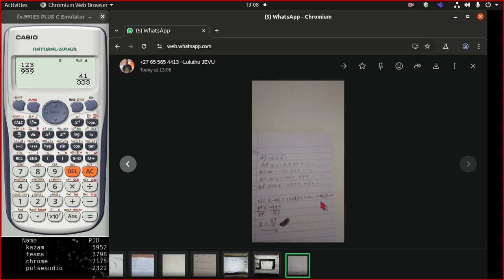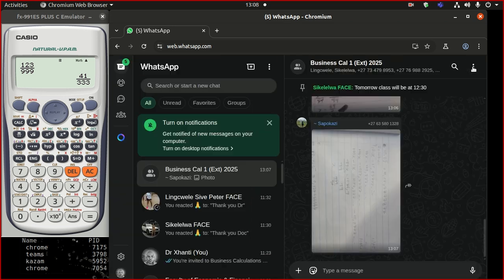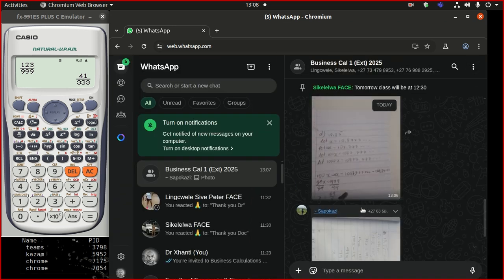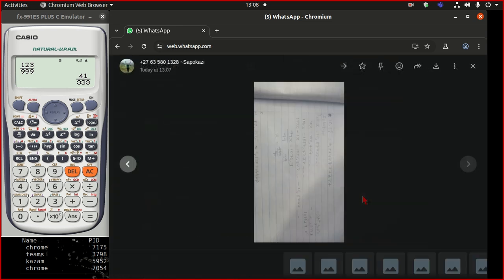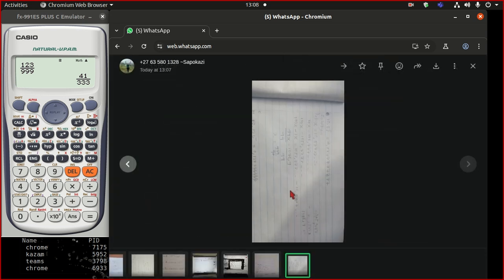100 minus 10 is not 99. Fix that and then see if you are getting the right answer. Only fix that. Let me look at Sapokazi.